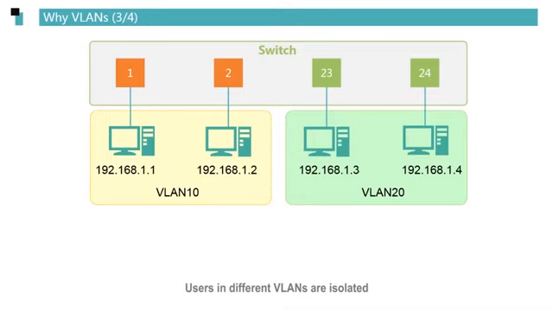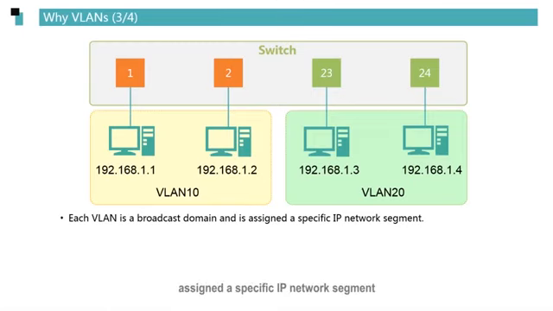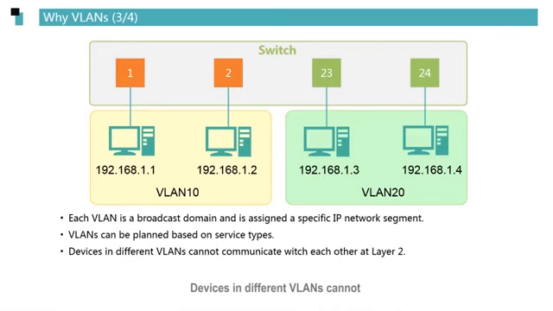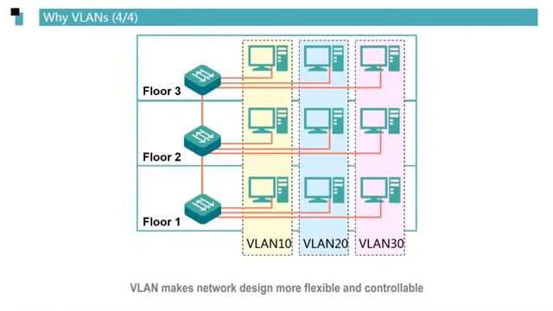Users in different VLANs are isolated if there are no routing devices. A broadcast frame within a VLAN cannot be flooded to another VLAN because the two VLANs are in different broadcast domains. Each VLAN is a broadcast domain and assigned to a specific IP network segment. VLANs can be planned based on service types. Devices in different VLANs cannot communicate with each other at layer 2. VLAN makes network design more flexible and controllable.